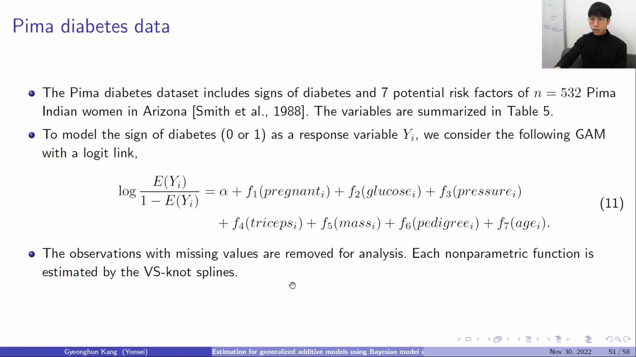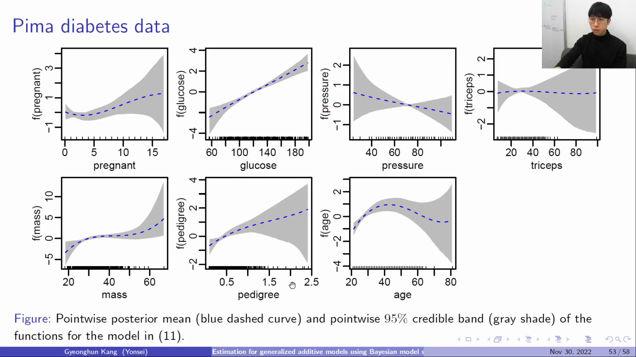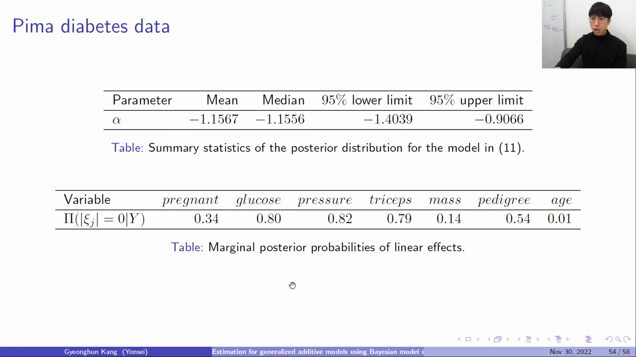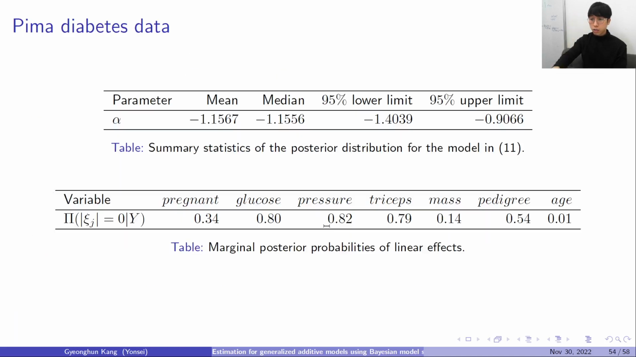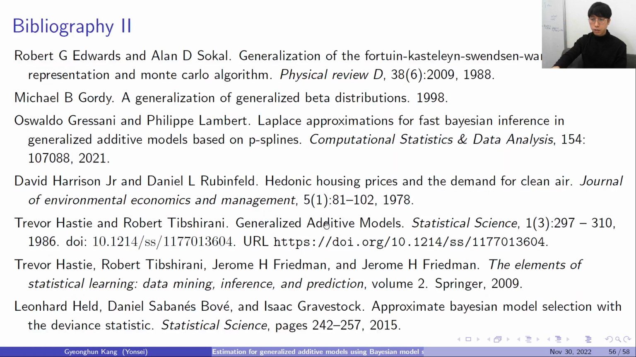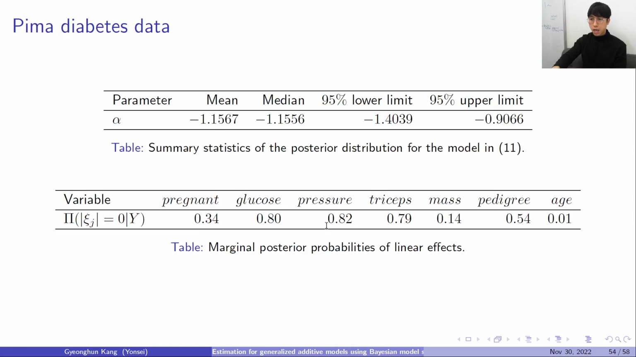We also ran the same thing for the logistic regression model with 7 additive components, and this is the result here. We also have the posterior probability of glucose being linear, and pressure and triceps being linear is 80%, right? Okay, and that concludes our presentation, and thank you for listening to this long presentation.